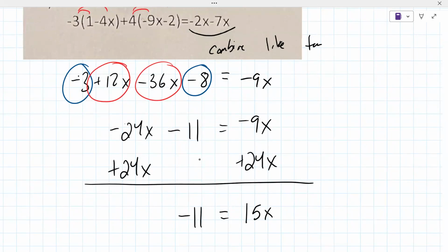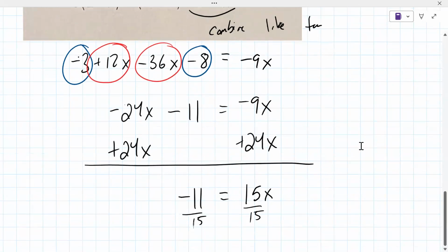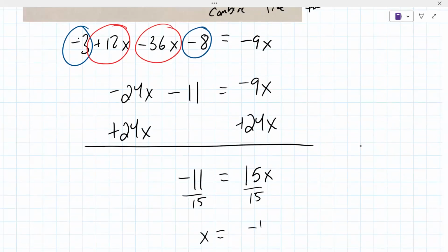Divide by 15. So x equals negative 11 over 15. And this one is really hard to check. So your check is almost just to redo it from the beginning. Like on another, flip over your other paper and try it out. You're not going to check this. I mean, this is unreasonable. Be pretty tough.